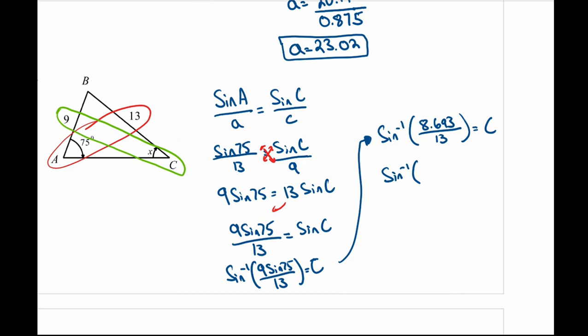8.693 divided by 13 is 0.669. And then finally, shift and the sine button to get the inverse. So sine -1 of 0.669 should give you an angle of 41.989, which is close enough to 42 degrees.